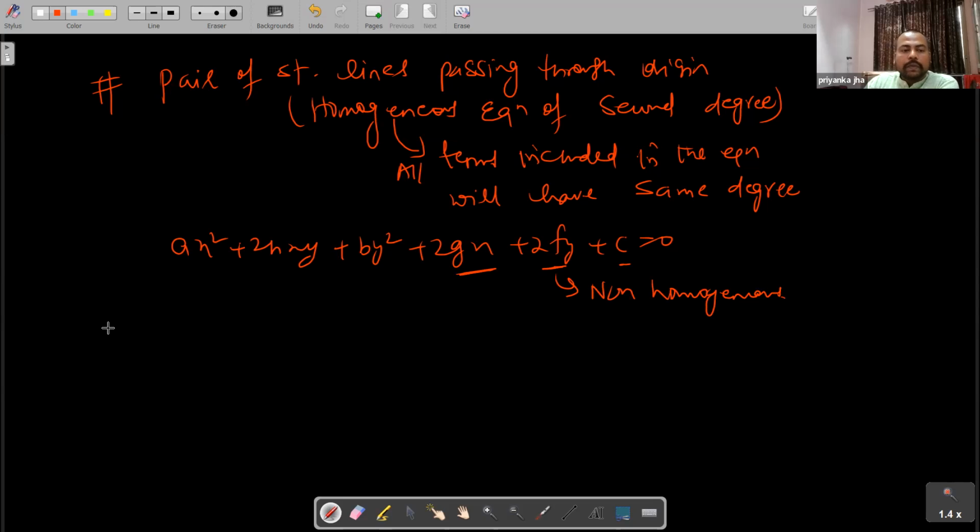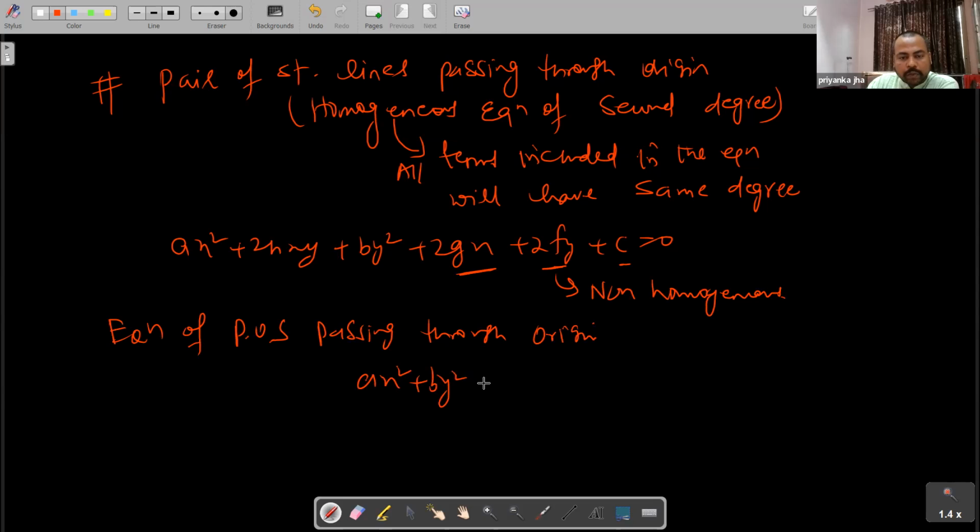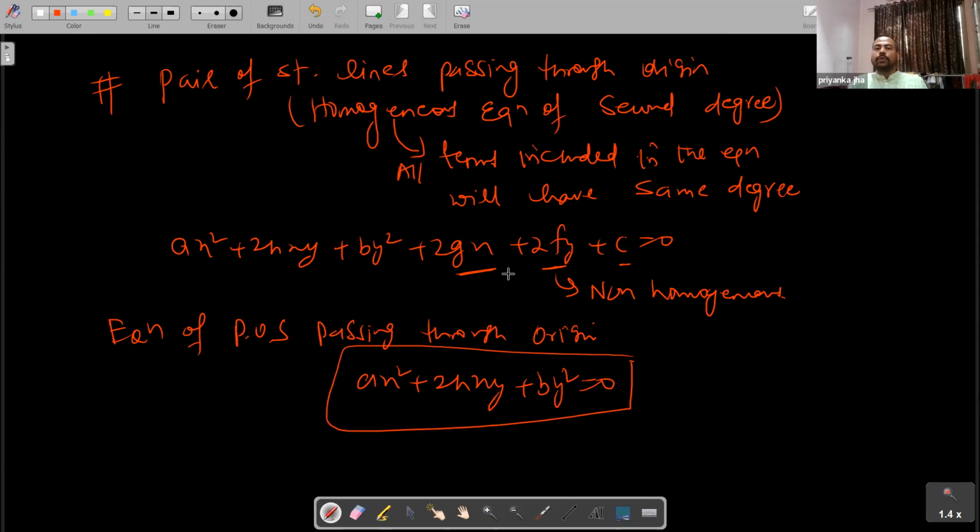Non-homogeneous. Now, the equation of a pair of straight lines passing through origin is ax squared plus 2hxy plus by squared equal to 0. This is the equation of a pair of straight lines passing through origin. So this and this will be gone. And this is called a homogeneous equation. Homogeneous equation of a pair of straight lines. Homogeneous equation means it will pass through origin. Right?